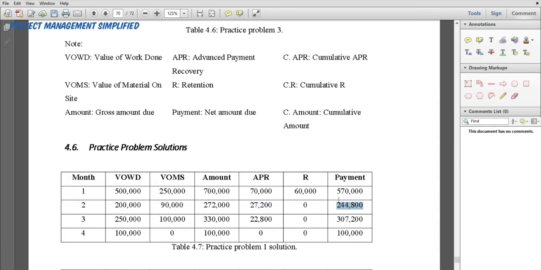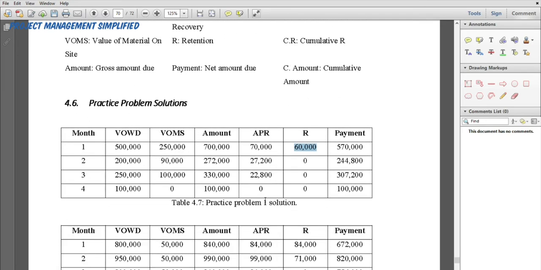We will get this, and you can see here we have no retention anymore, because we have consumed all the retentions, and we have paid all the retentions back to the client to keep with him until the successful completion of the project. We will get 50% of this, which is 30,000 riyals. Then after 365 days, we will get the other 300 riyals to be paid back to the contractor. From now on, for the other months, we will not have any deductions, so all these are zeros.